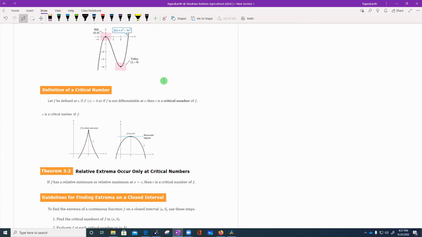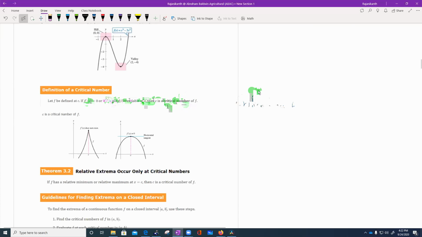Next one, the critical number. This is the most important part of our section here, 3.1. What is the definition of the critical number? What does it mean by critical number? If you are given a function f, right? If you could find that the derivative at some value c is 0, or if the derivative does not exist, that means f is not differentiable at c, then those kinds of c's are called critical numbers, right? So critical numbers basically can occur in two different scenarios.